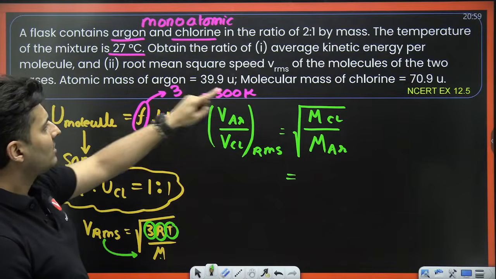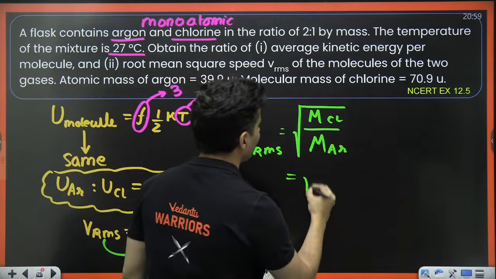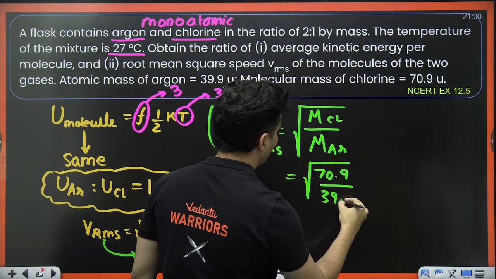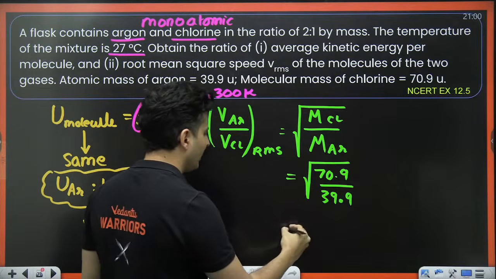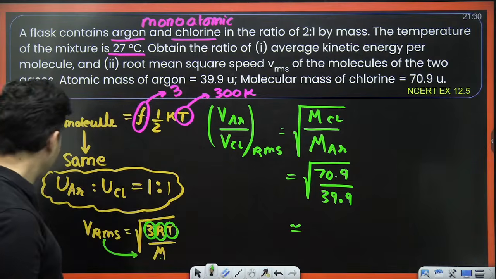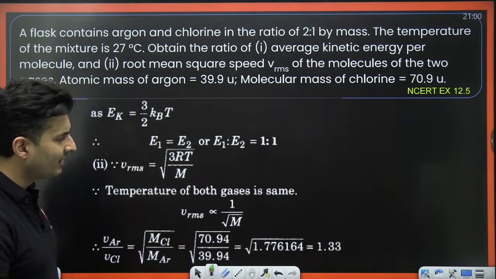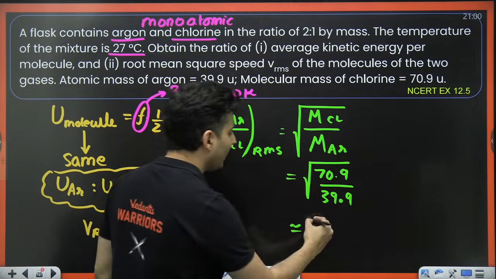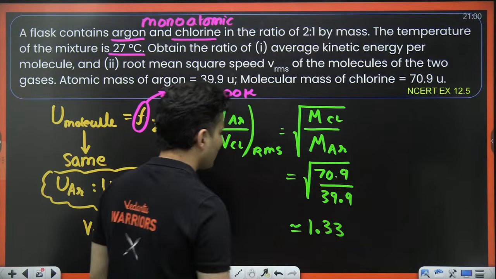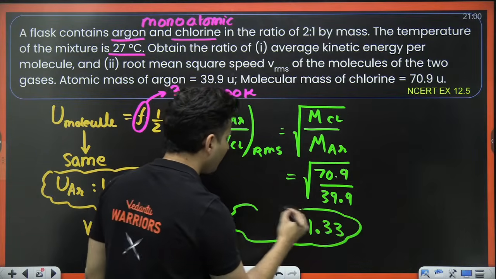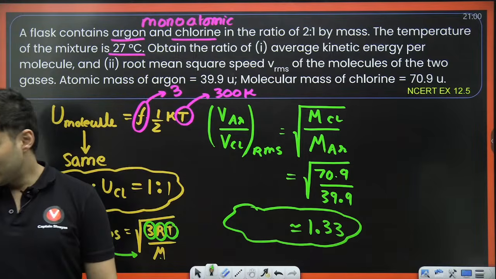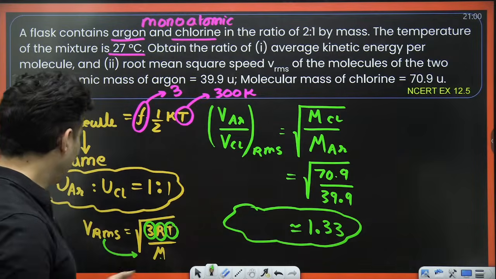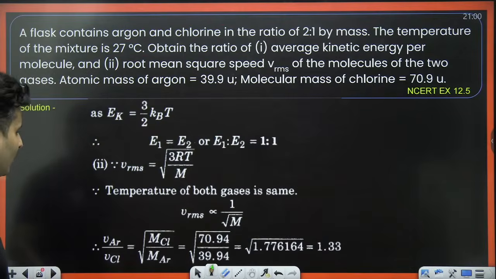Yes. It is 70.9 and 39.9. So it is nothing but 70.9 upon 39.9, right? So find that root and you will get the answer, and just check if it comes out close to 1.33. So it's the same thing which we have done over here. It comes close to 1.33. That is the ratio of the speeds, RMS speeds. Is that clear, everyone, with me? Understood? All right. Now, moving on to the next one.